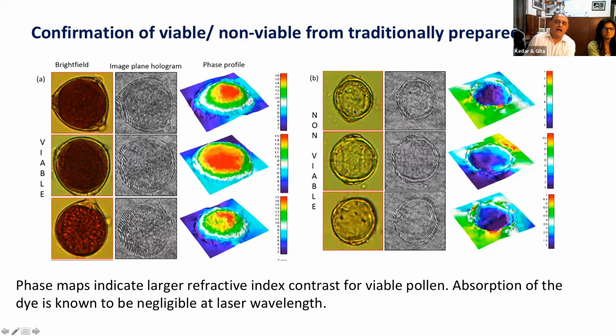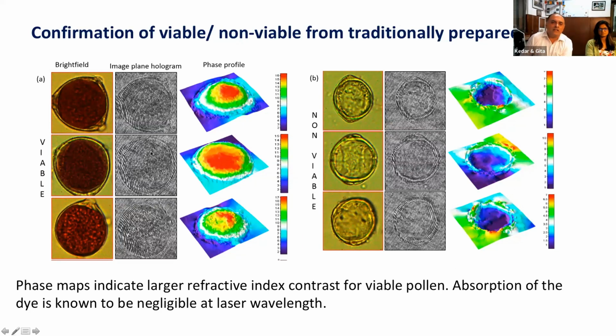On the other hand, if you look at the non-viable pollen, the shape of this phase is completely different. It's really flat. In fact, inside the pollen region, these fringes are still quite straight. They are not bending as much as in the case of viable pollen. So these phase maps indicate either that there is less material in the non-viable pollen, or that the refractive index contrast with respect to the surrounding is very, very low. And so we are not getting any appreciable phase out of these images.